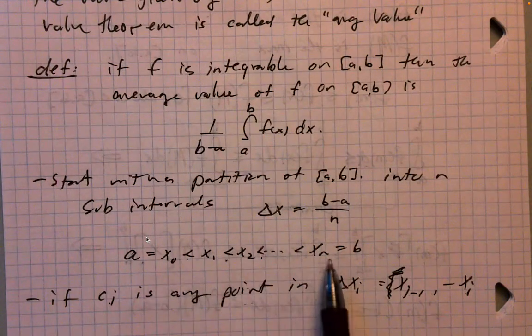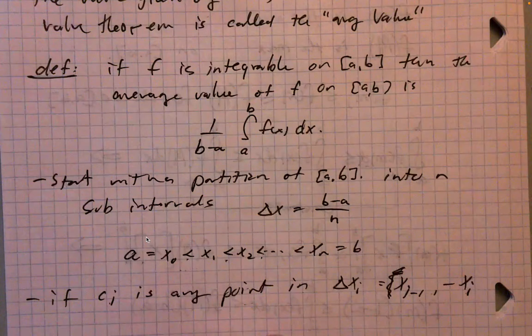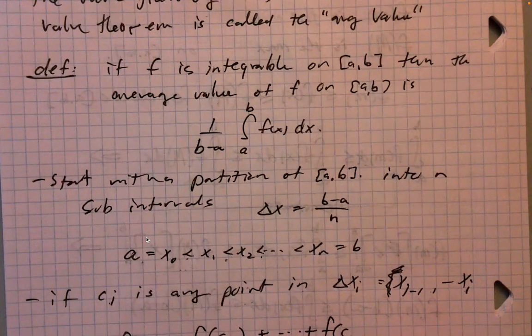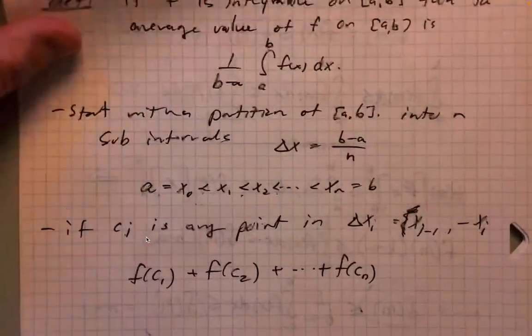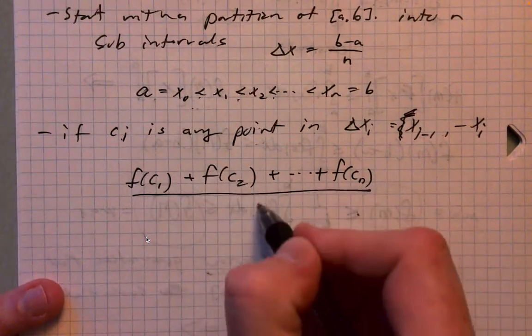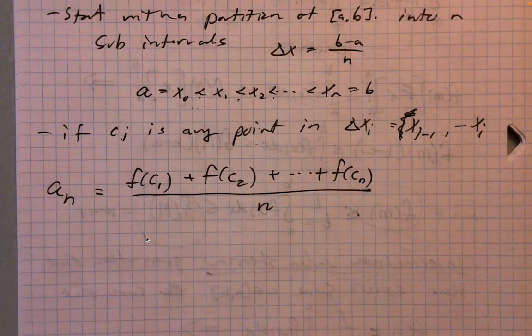So there are n of them. What's the average value of those ci's evaluated in the function? Basically, you would take f of c1 plus f of c2 plus dot dot dot f of cn. Just add them all up. How many of them are there? Well, there are n of them. Divide by n, and we're going to call that the arithmetic mean. This is just the average.